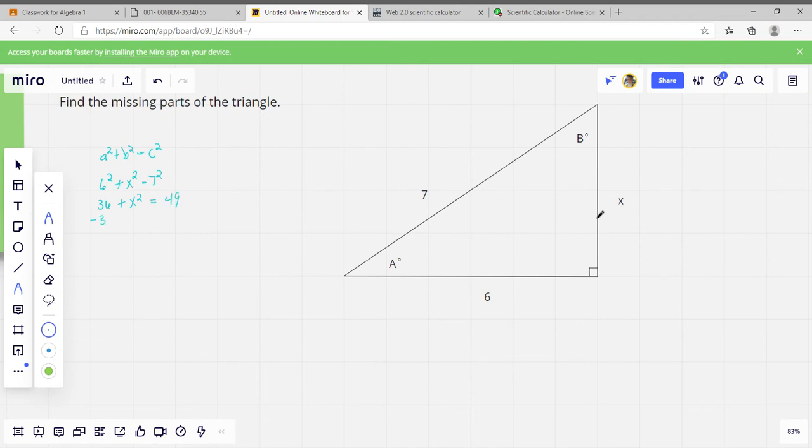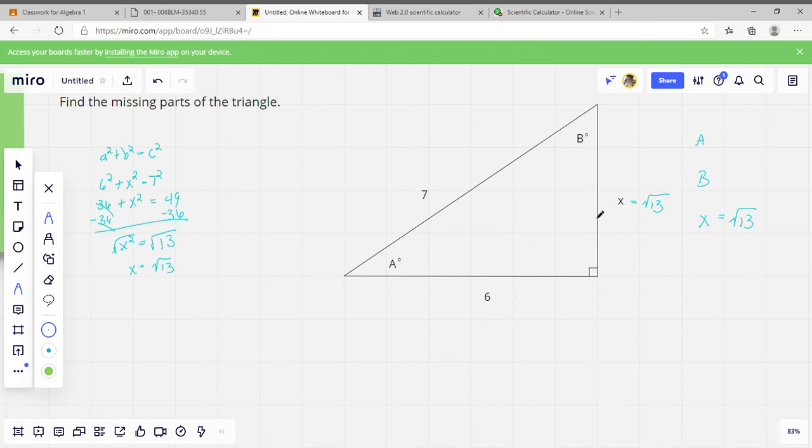So we're going to say minus 36 on both sides. We're going to get x squared equals 13. And then we just square root those. So x equals the square root of 13. All right, so that's equal to the square root of 13. So that's x. We need a, b, and x. Okay, so we've got that one.